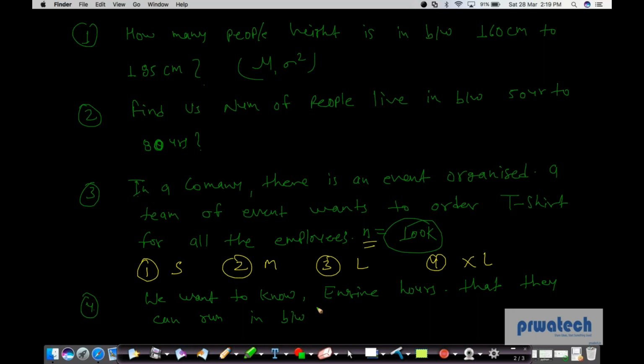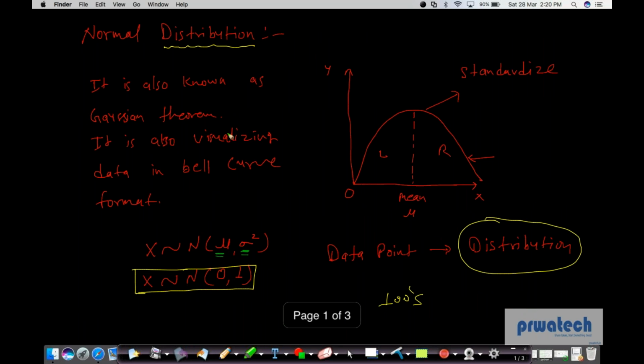What is the probability of this question? We want to know the engine hours that they can run in between 4,500 hours to 7,000 hours. Then after that, I will ask my customer for the maintenance. Again, I can answer this question using normal distribution. So let's go and see what the mathematical formula is, or how that formula is generated for normal distribution.